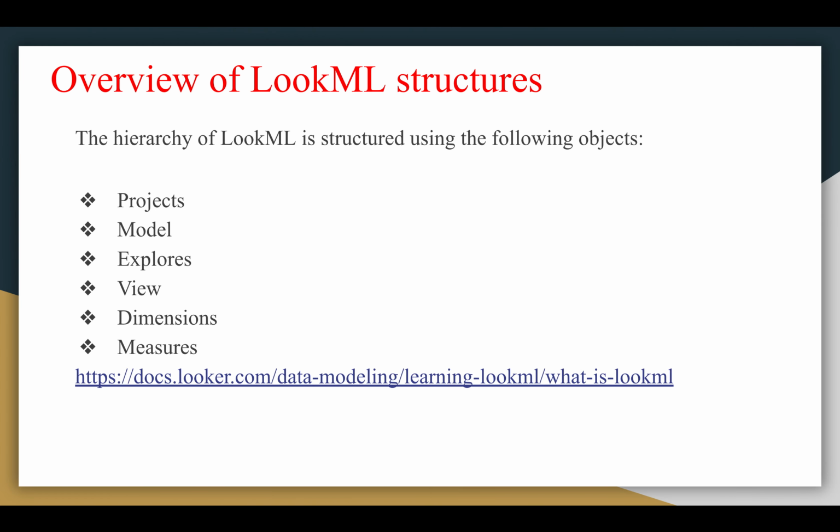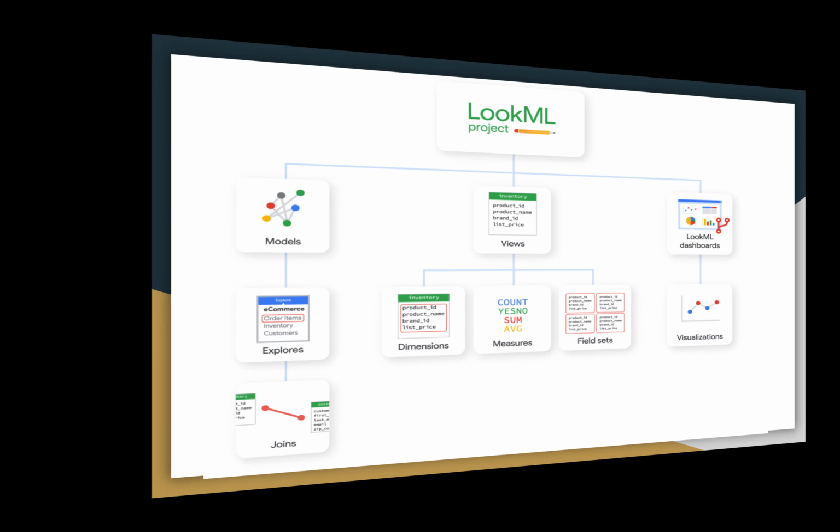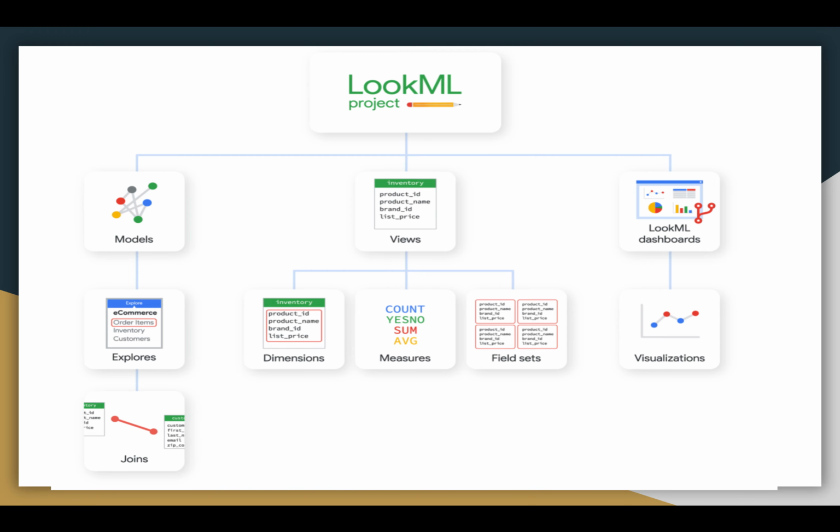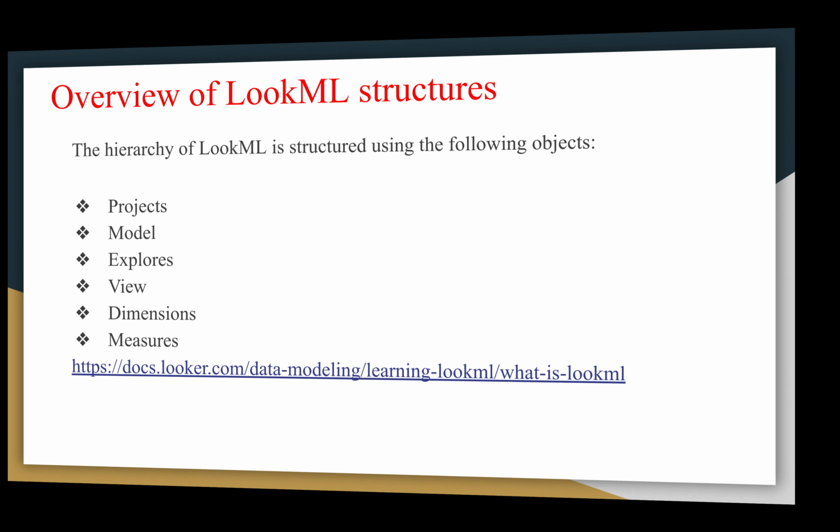Next, we are going to see an overview of LookML structures. The hierarchy of LookML is structured using the following objects: projects, model, explores, view, dimensions, measures. I have given the path link, so you can go through the link, friends. LookML consists of models, views, and LookML dashboards. The model contains explores and joins, and views contain dimensions, measures, and field sets. Under the LookML dashboards are visualizations. So we are going to see each and everything now.